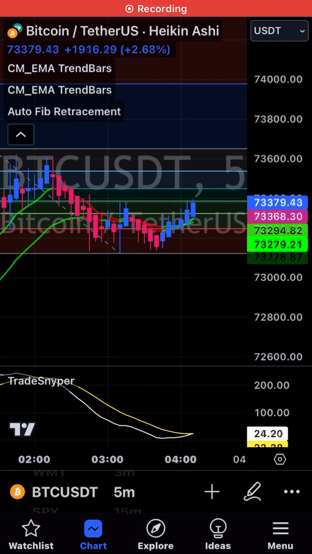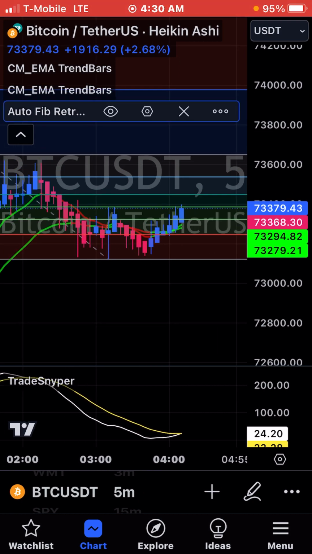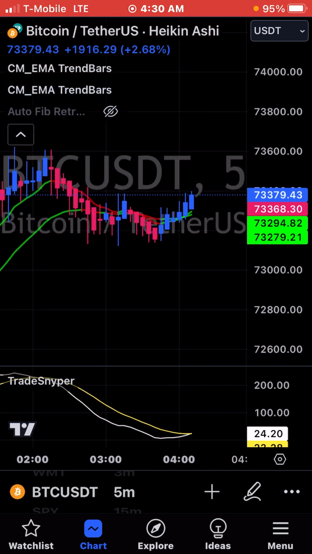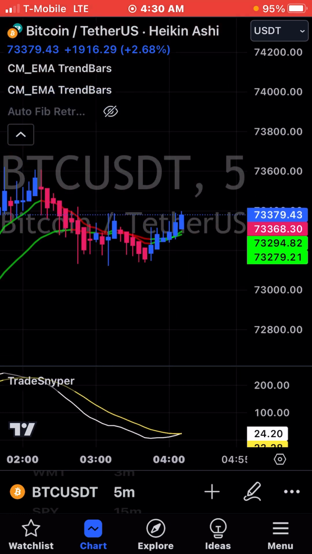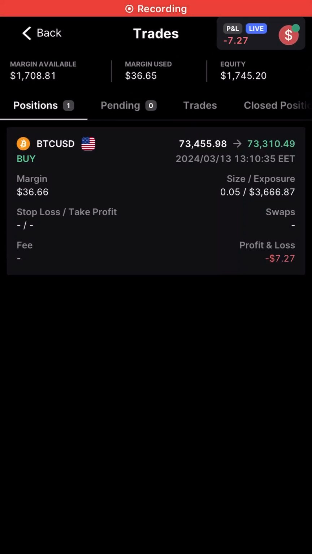So let's look at a strategy here, some Bitcoin strategy. What we want to aim for here, and this is a good example, but first, let me show you TradeLocker.